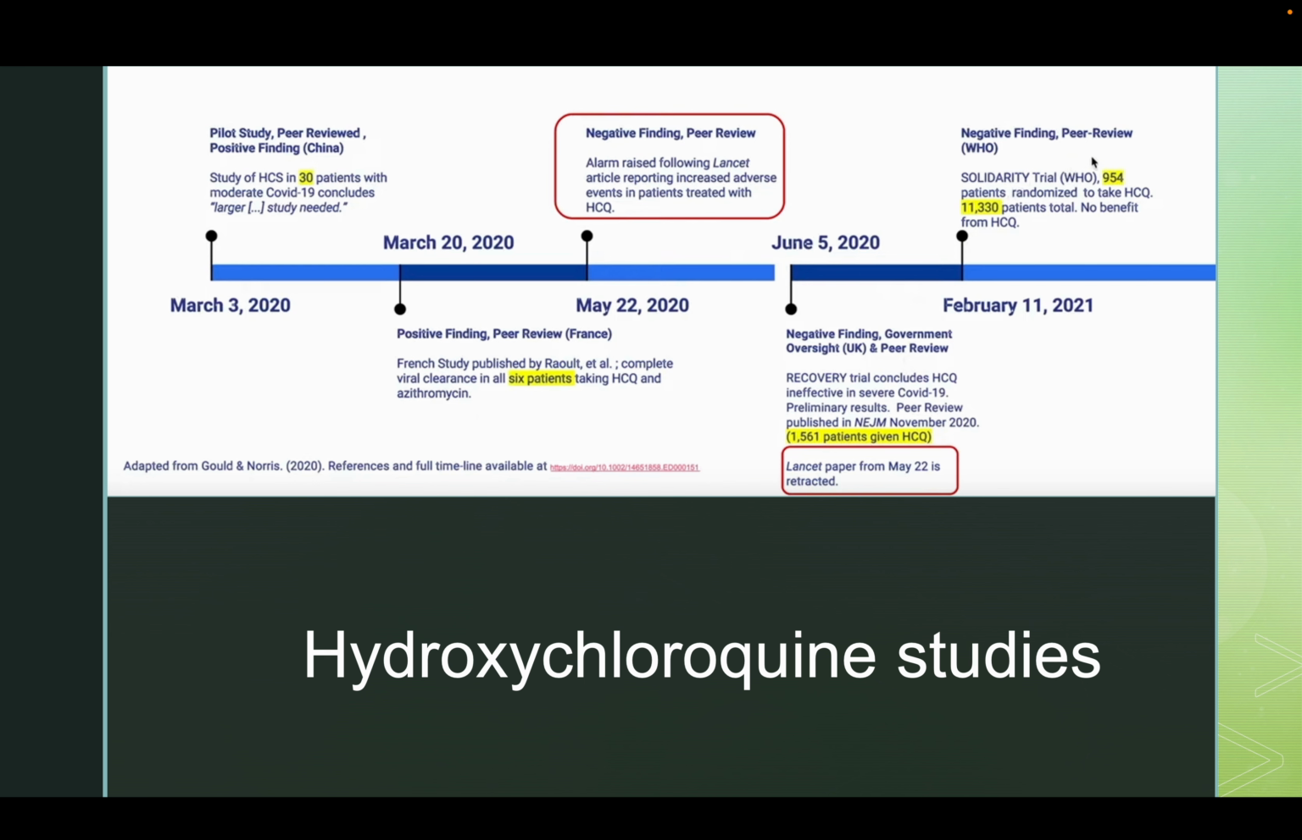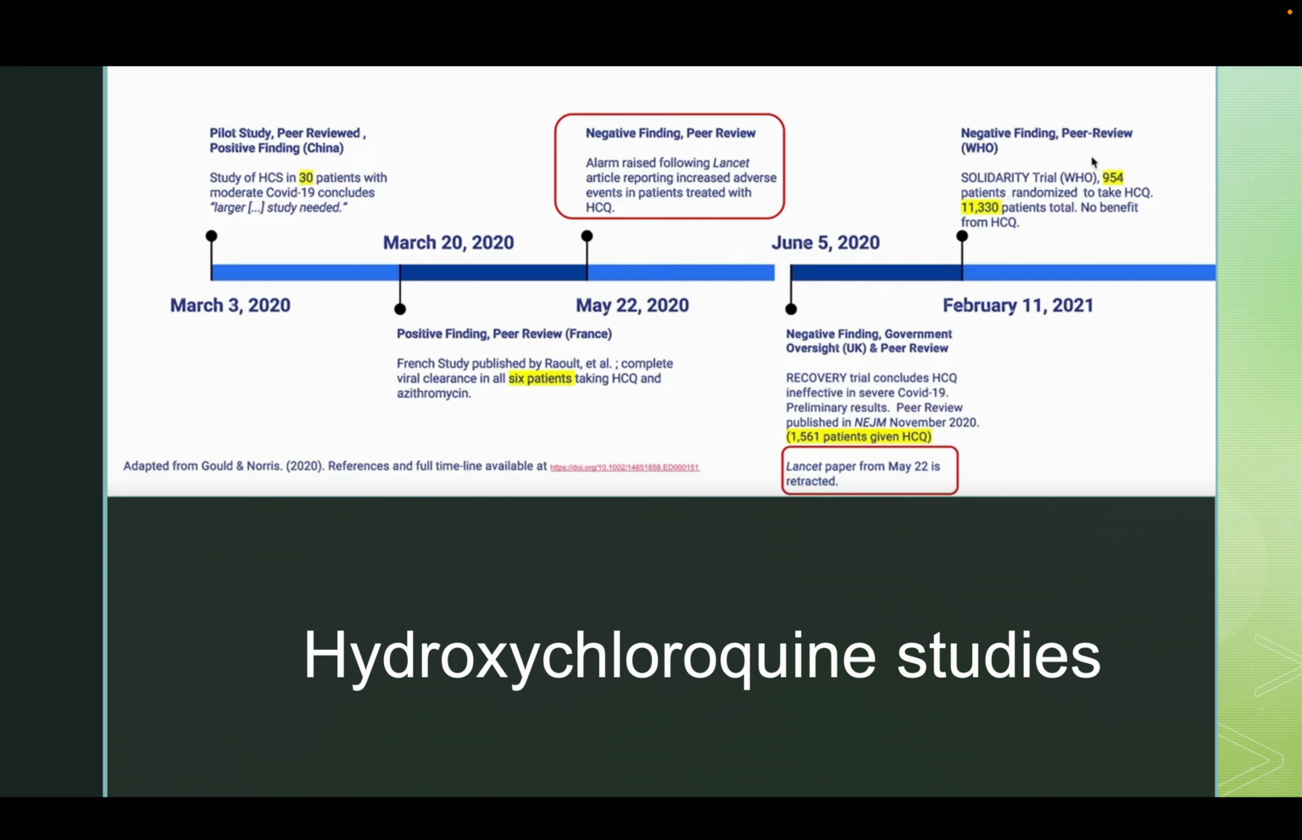So the UK does a test with 1,561 people. When I say a study needs to have a large number of people, 1,561 is getting close. It's actually probably just a bit of a start. For instance, the World Health Organization also tests 954 patients taking the hydroxychloroquine, 11,330 patients are not, and it's double blind, which is a way of basically making it so no one knows who's getting the actual medicine. No benefit.